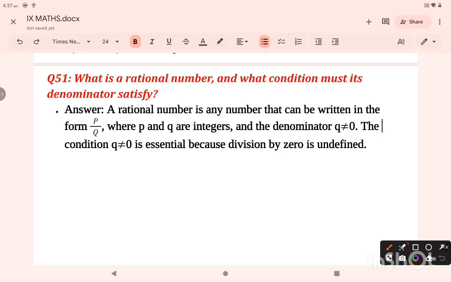Now first question, what is a rational number and what condition must its denominator satisfy? A rational number is a number that can be written in the form of p by q, where p, q are the integers and the denominator q not equal to 0. The condition q not equal to 0 is essential because division by 0 is undefined. Already we know here something by 0 is undefined.